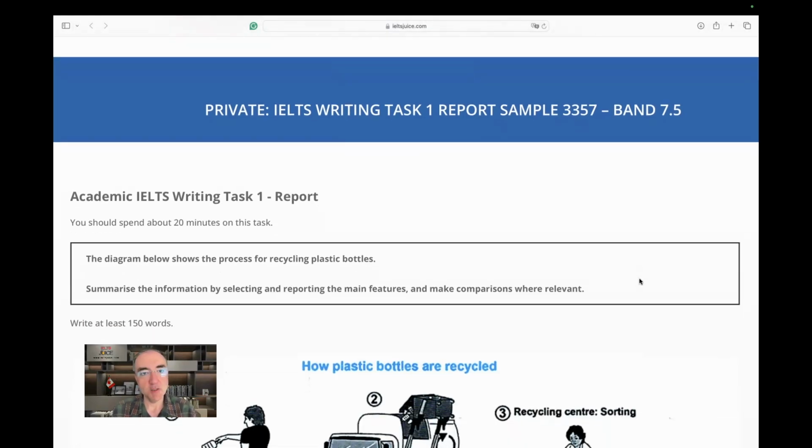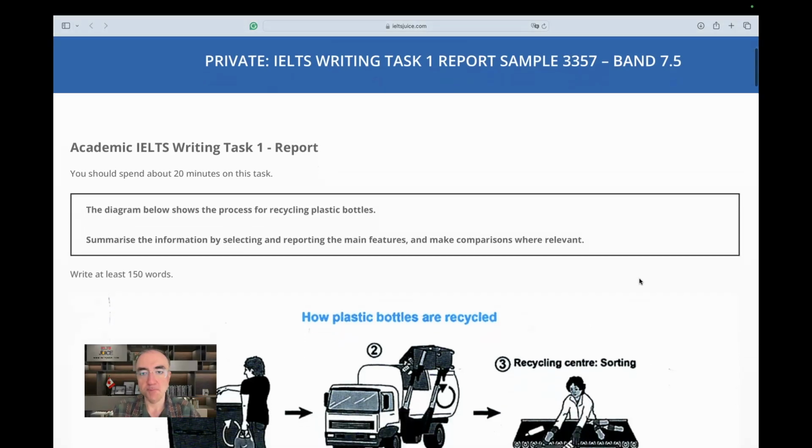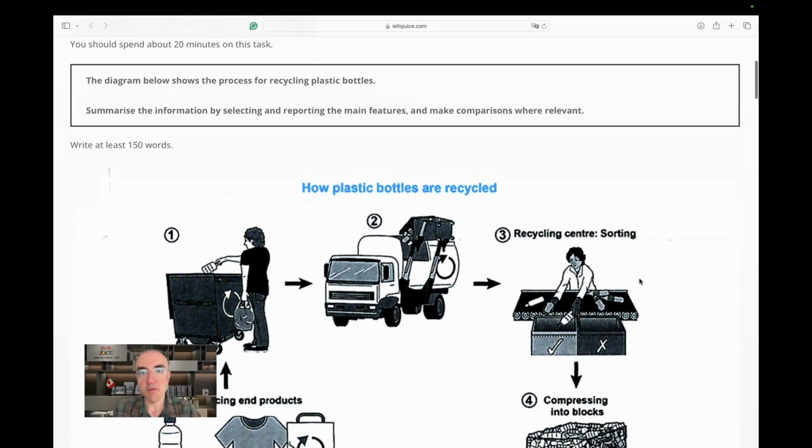The diagram below shows the process for recycling plastic bottles. Okay, so that's it. It says only a diagram, and we are going to talk about the process that includes recycling plastic bottles. This doesn't give us more information, so we need to look at the visual right away. How plastic bottles are recycled.